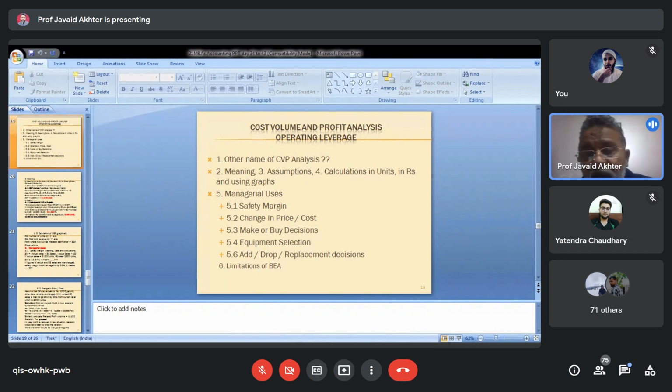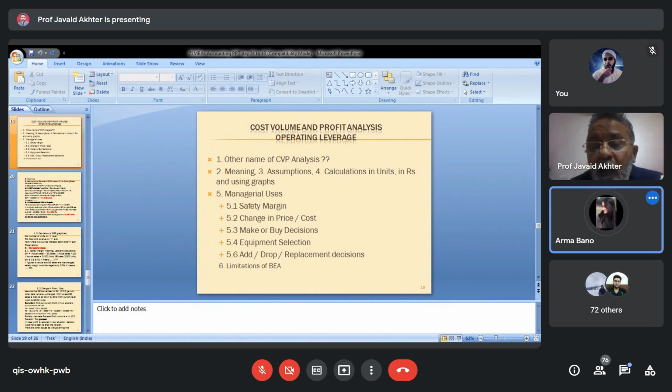So this means there will be no closing stock. Your decision, your recommendations or your conclusion will be true only if you assume that the firm does not have a closing stock. Is it clear?